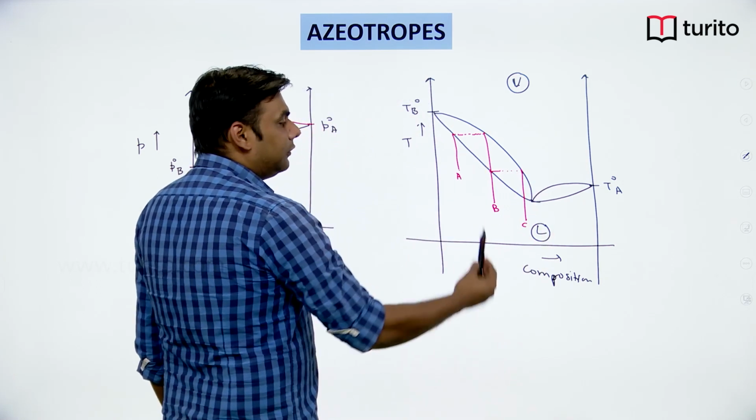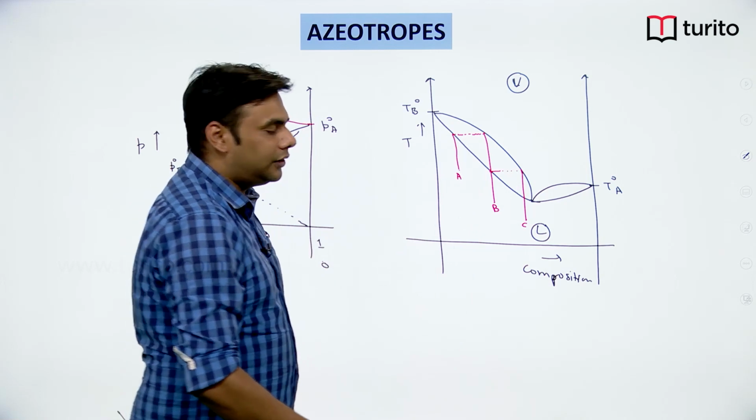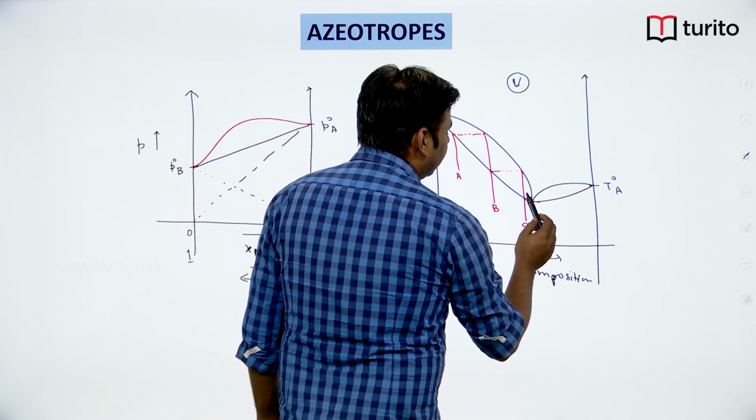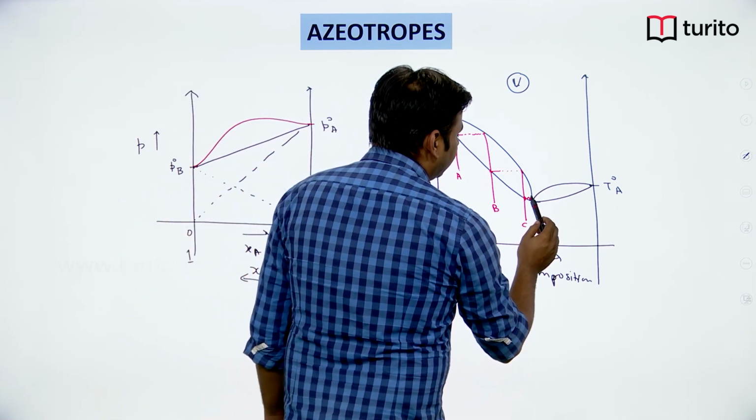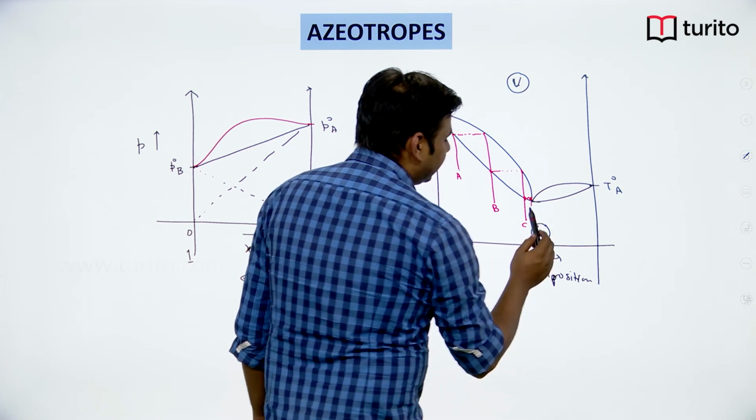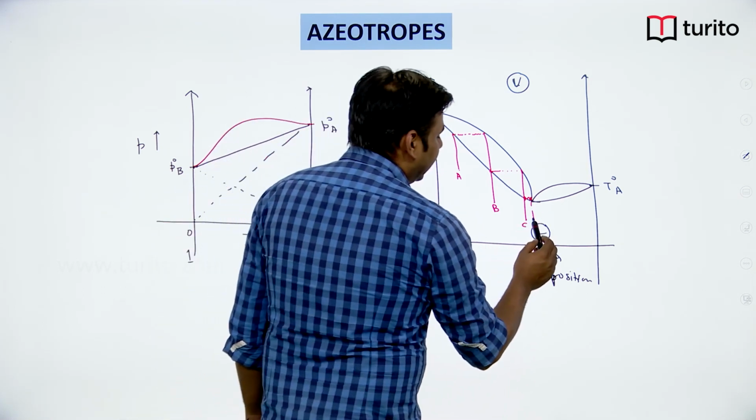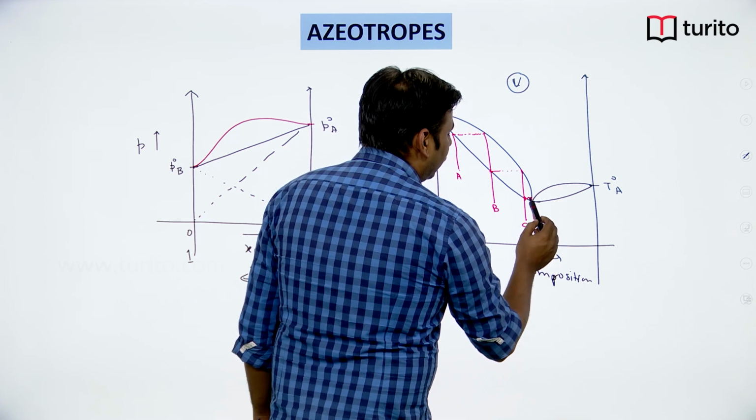So again what I do is I increase the temperature. As soon as I reach this point, again the vapor would be formed. So this would be the composition of the vapor. I condense it back. Now when I am heating it, I am always stuck at this point.